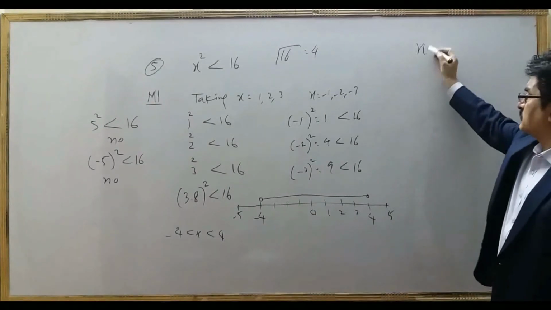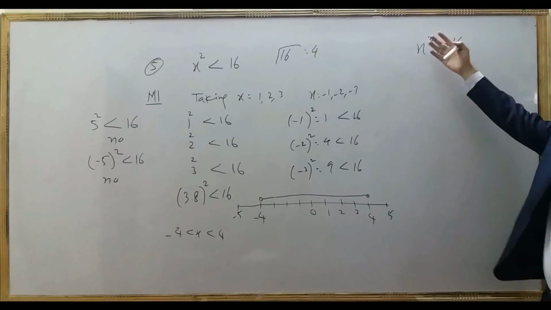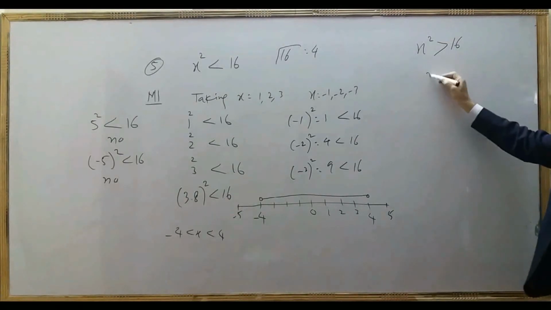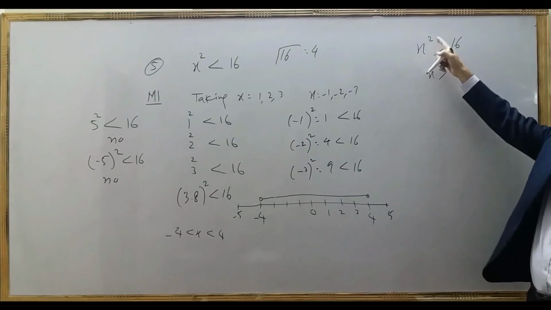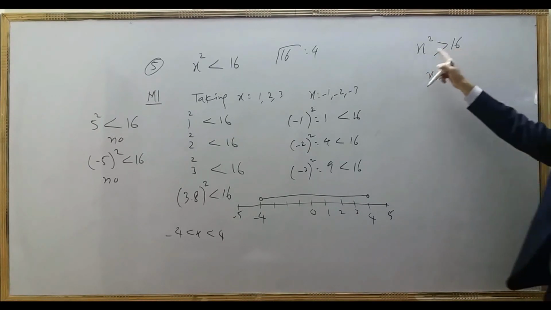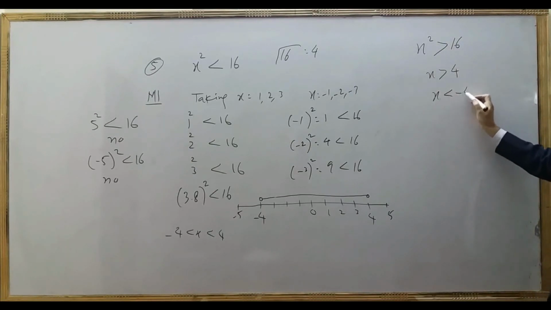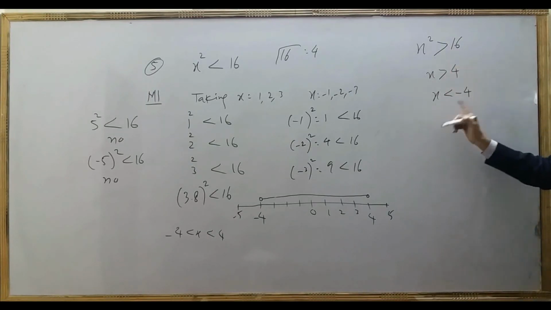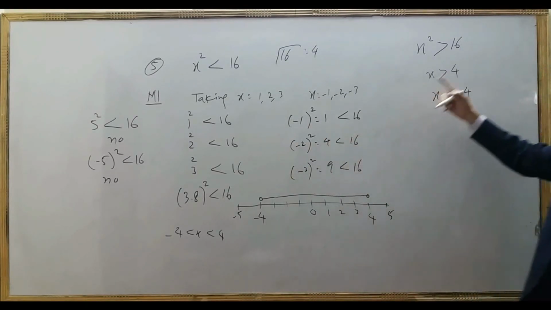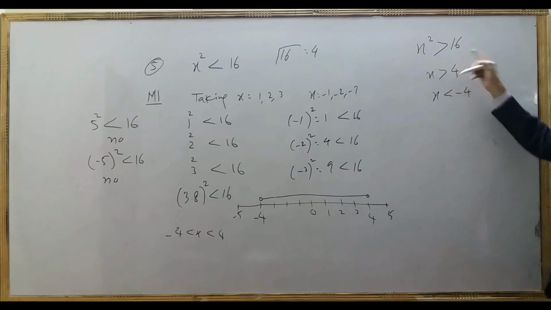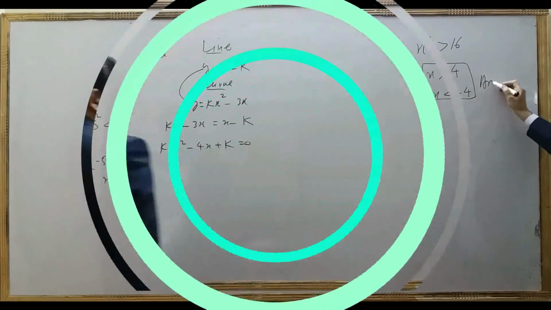Now if you have the same question but greater than 16, of course x square will be greater than 16 when x will be greater than 4, because 5 square is 25, greater than 16. If you take 6, it is greater than 16. Similarly, if you have x less than minus 4, because when you take the negative sign, as I have told you, you get positive. You are squaring. So after squaring, it should be greater than 16. So this will be the answer to this.